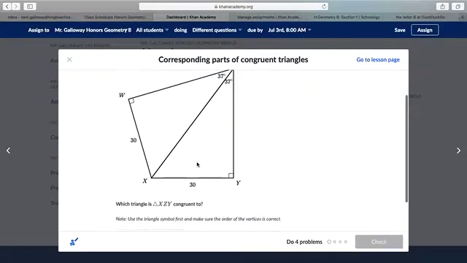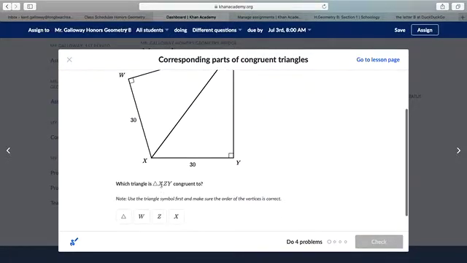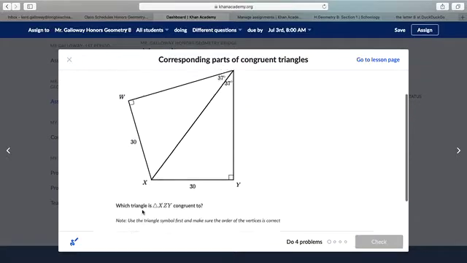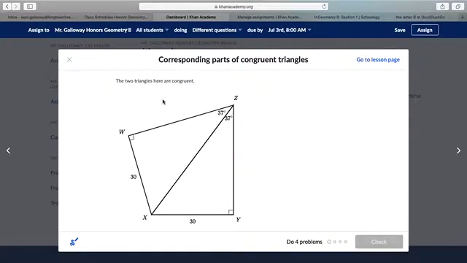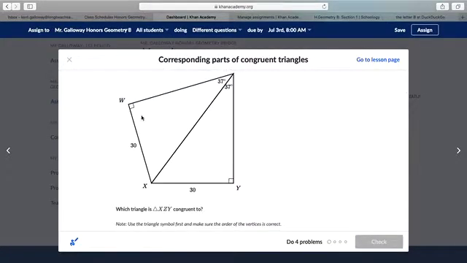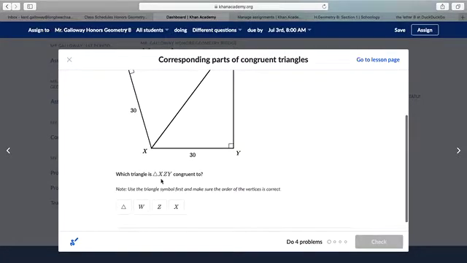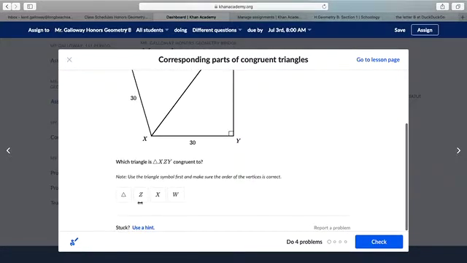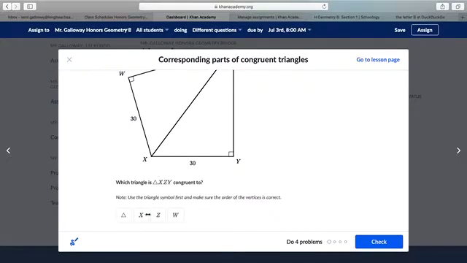Okay, so which triangle is congruent to XZY? When we have two triangles that are congruent, all the letters, all the points, have to match up. We know W and Y match up because they're two right angles. We also know the Z angles match up, and the X angles match up.